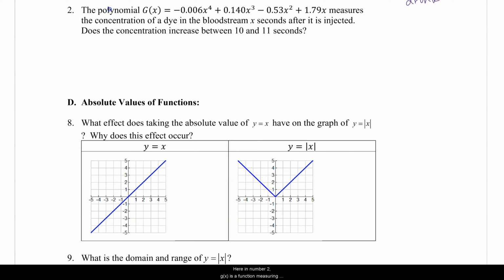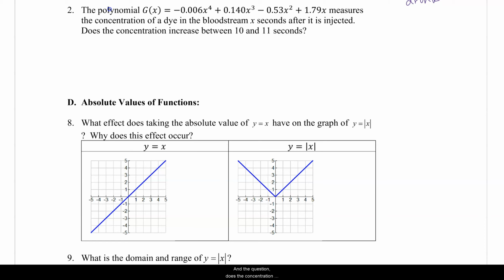Here in number 2, g of x is a function measuring the concentration of a dye in the bloodstream x seconds after it is injected. So this could be a medical test that they're doing in the blood or the veins of the person that they're looking for.